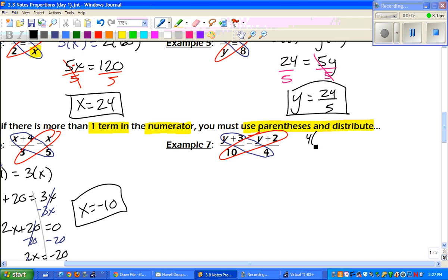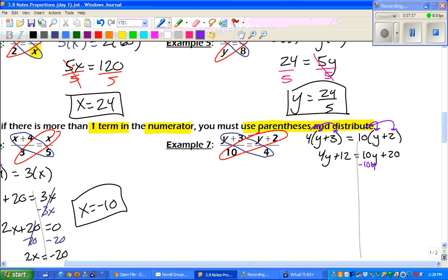So, 4 times (y plus 3) equals 10 times (y plus 2). All right, so distribute and you get 4y plus 12 equals 10y plus 20. All right, so there are the two sides.